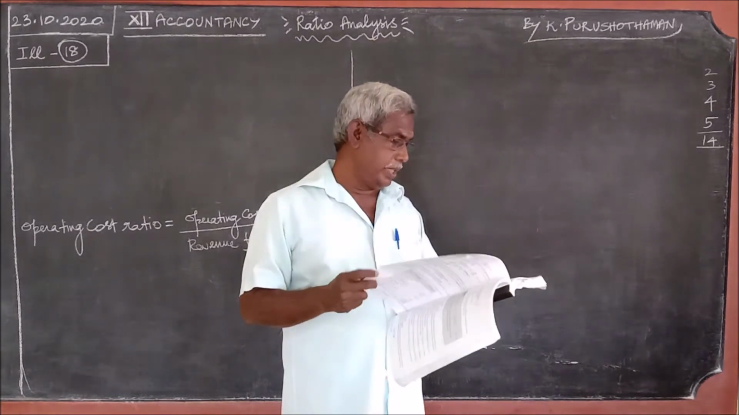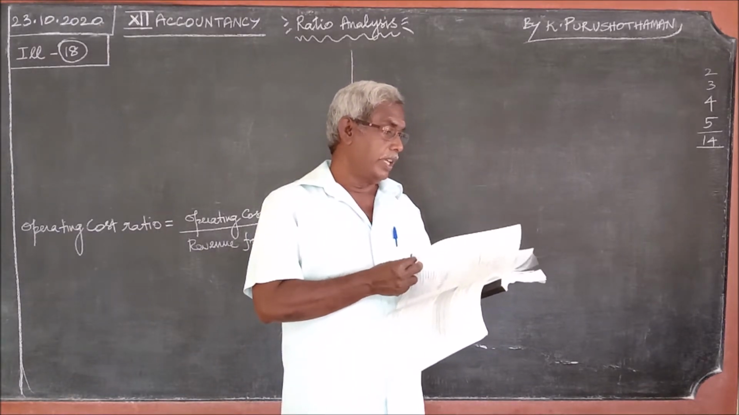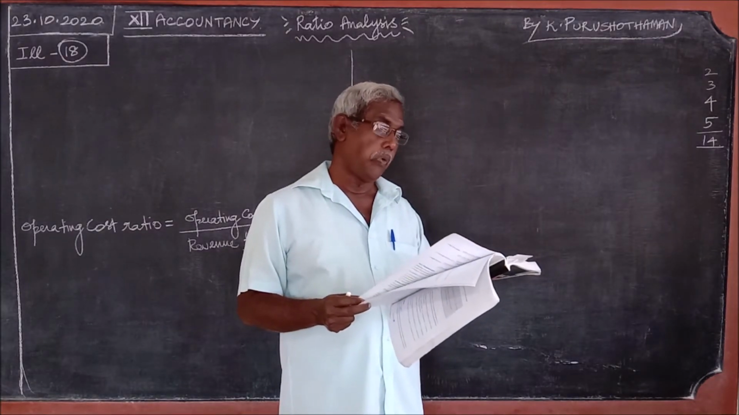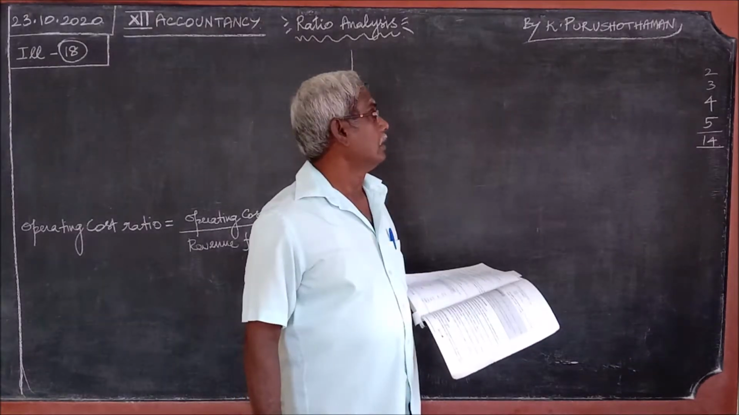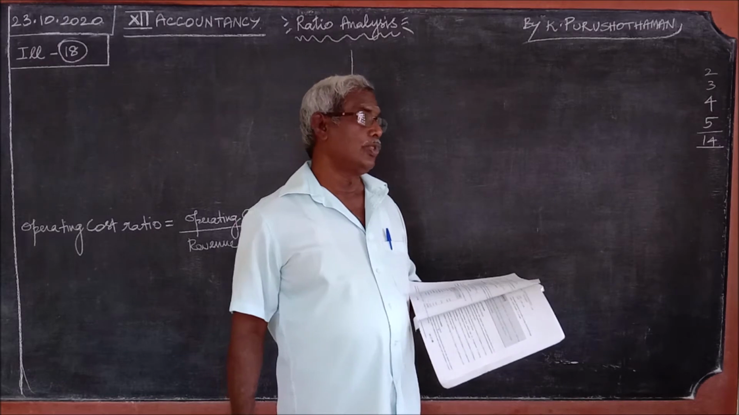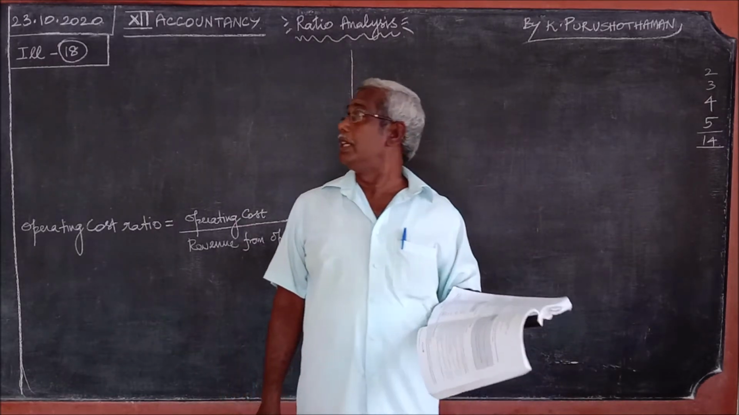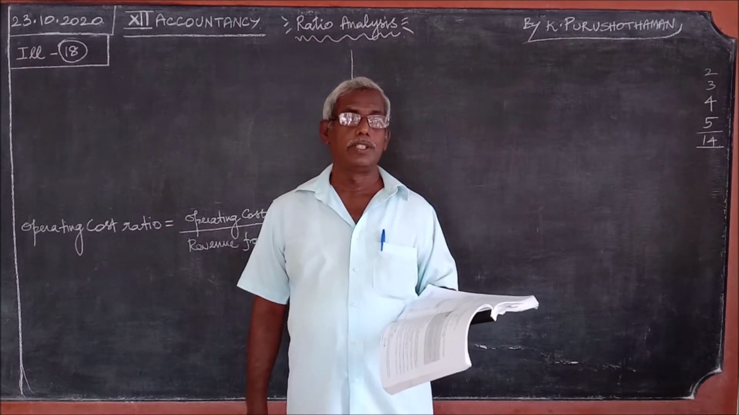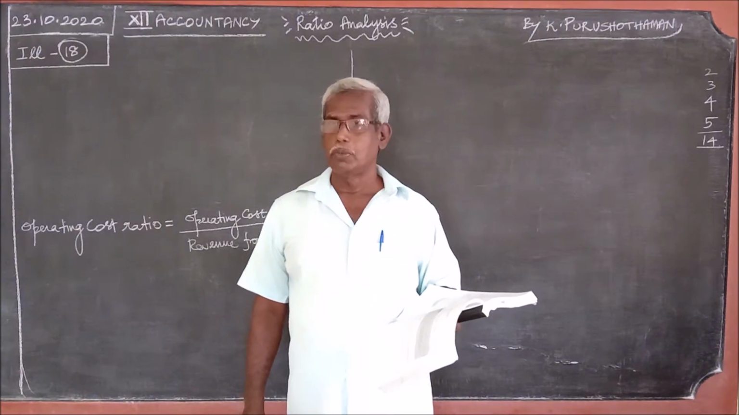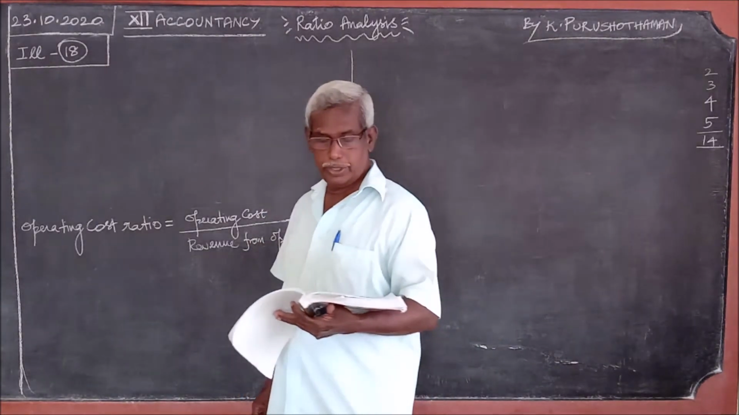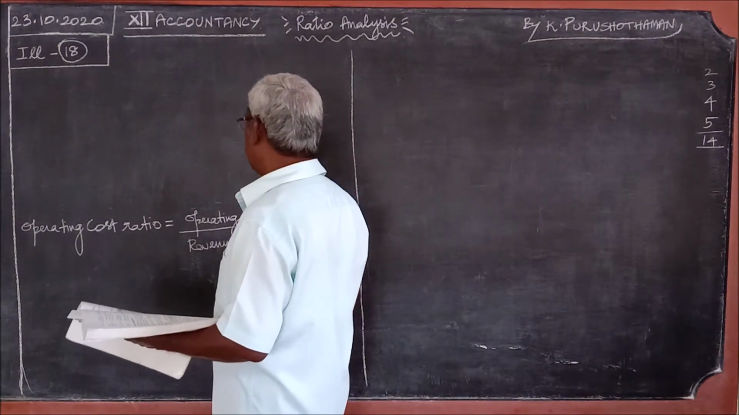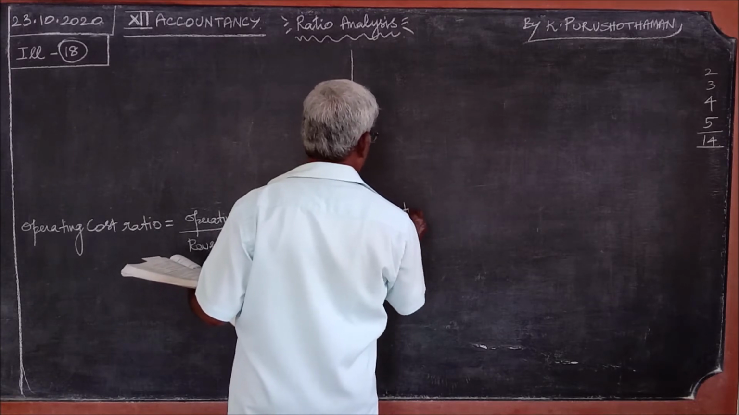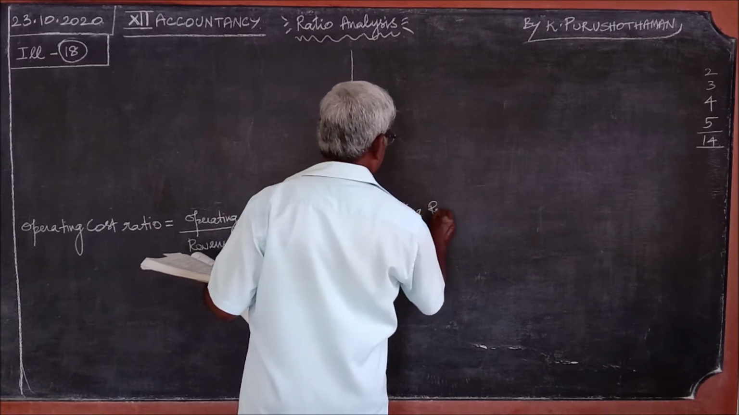And the fourth type is the profitability ratios, under which there are 5 subdivisions. We have seen so far the third and the fourth one also. But in single problem, that is under illustration number 18, the first 4 types are asked. What are the first 4 types? That is gross profit ratio, net profit ratio, operating cost ratio, then operating profit ratio.